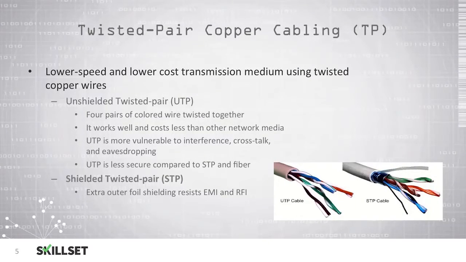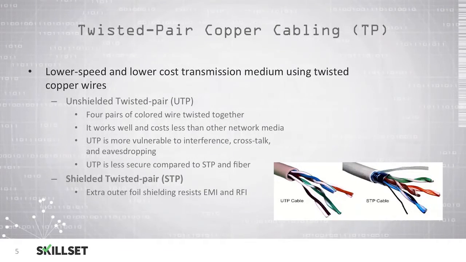Twisted pair cabling provides a lower cost and lower speed transmission medium using twisted copper wires. Unshielded twisted pair and shielded twisted pair both use 4 pairs of colored wires that are twisted together in groups of 2, and this is why they are known as twisted pair cabling. It works well and costs less than other network media. However, unshielded twisted pair is very vulnerable to interference, eavesdropping, and crosstalk, and is considered less secure than shielded twisted pair and fiber cabling. Shielded twisted pair provides an extra outer foil shielding, which allows it to resist electromagnetic interference and radio frequency interference.